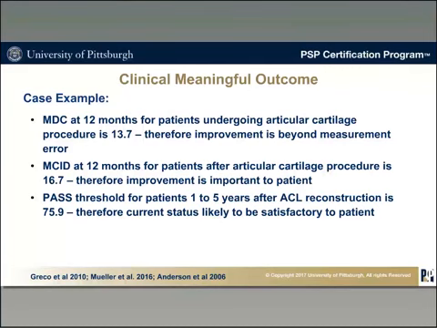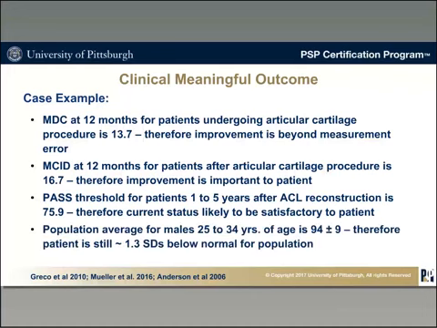The patient acceptable symptom state threshold for individuals 1 to 5 years after ACL reconstruction is about 76. This individual's IKDC score is now 82. Therefore, this individual would likely perceive their status to be satisfactory. However, the population average for males 25 to 34 years of age is 94.